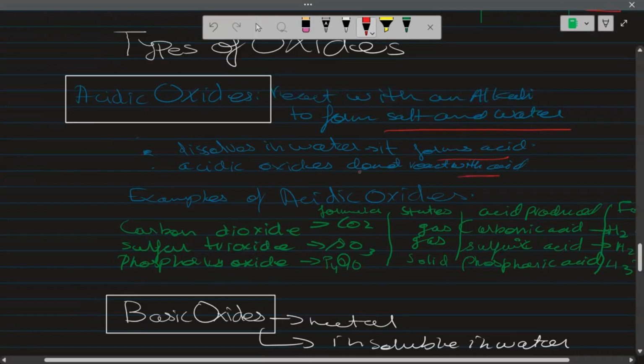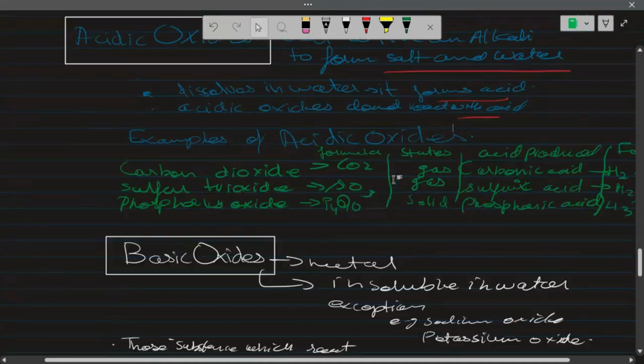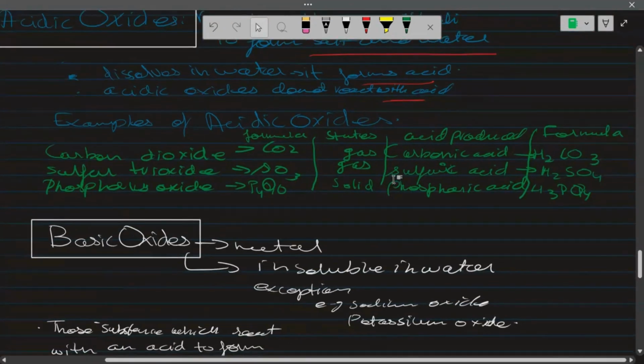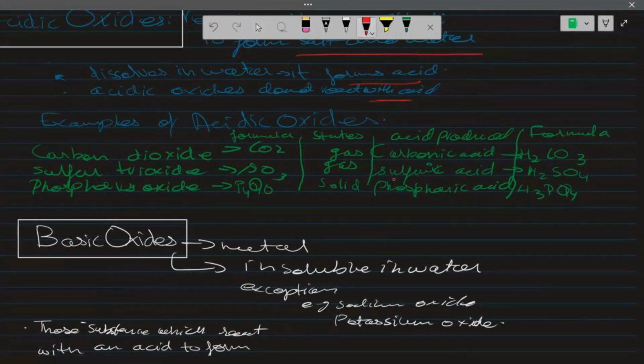I hope you guys are noting these points. What are some examples of acidic oxides? Some examples are carbon dioxide, sulfur dioxide, and phosphorus oxide. The formulas: for carbon dioxide, CO2; for sulfur dioxide, SO2; and for phosphorus oxide, P4O10. At room temperature, carbon dioxide is a gas, sulfur dioxide is also a gas, and phosphorus oxide is a solid.